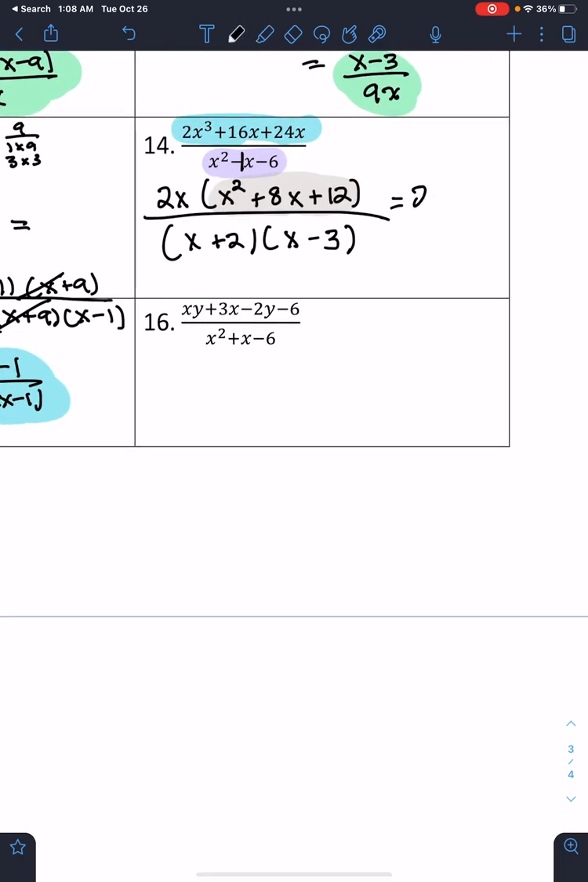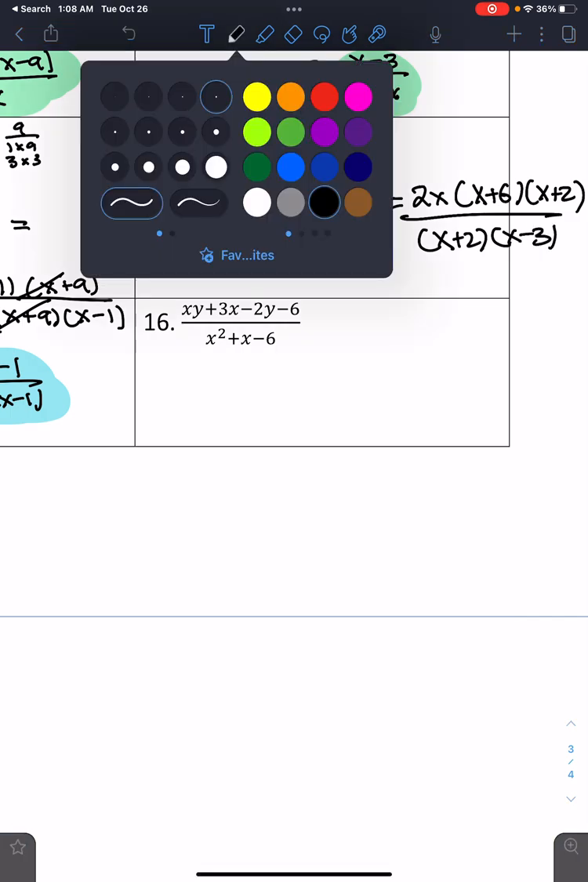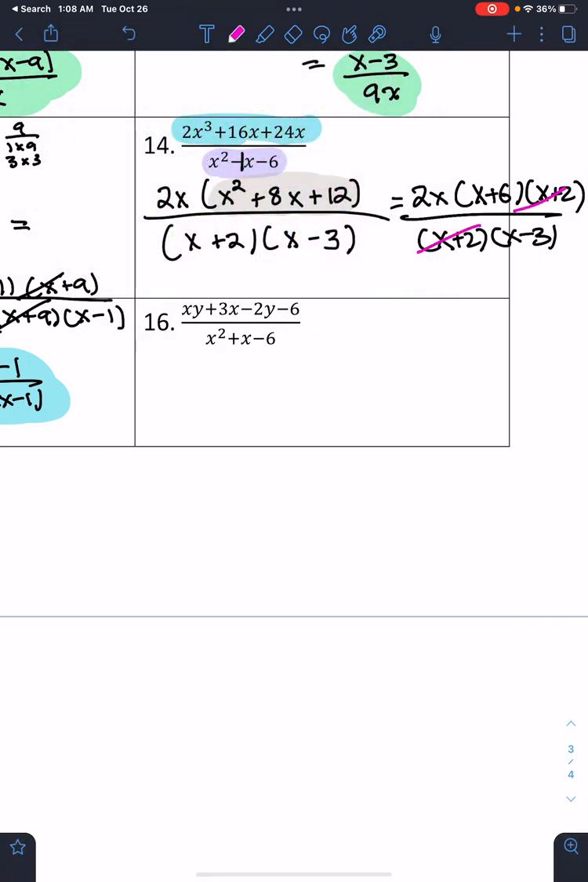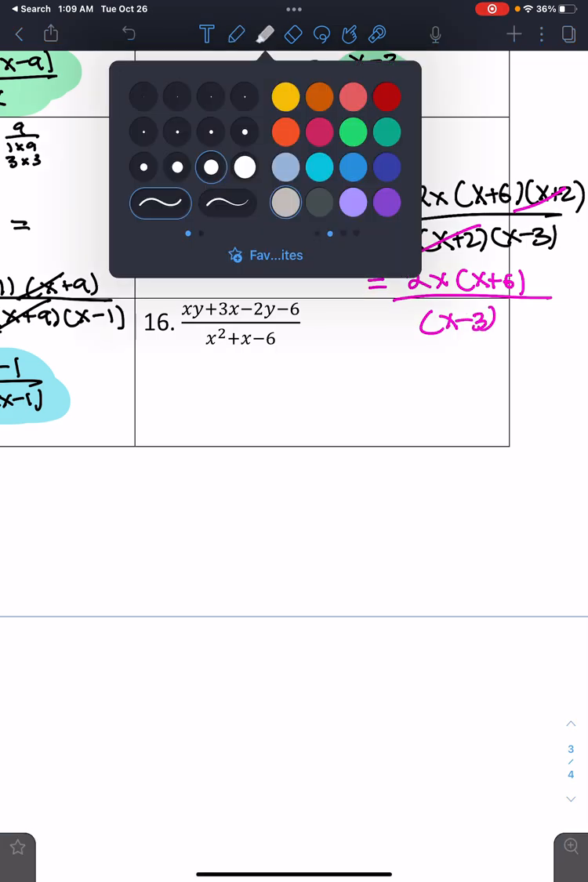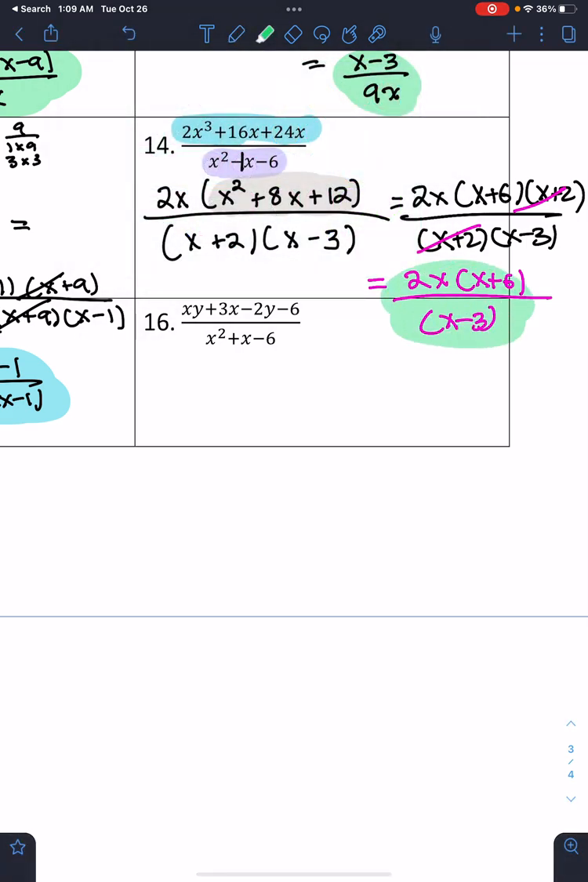So that's going to be 2x, x plus 6, x plus 2. And we still got the x plus 2 and the x minus 3. And now we can cross out the x plus 2's. And we get 2x, x plus 6 over x minus 3. And let's go ahead and shade it our color.